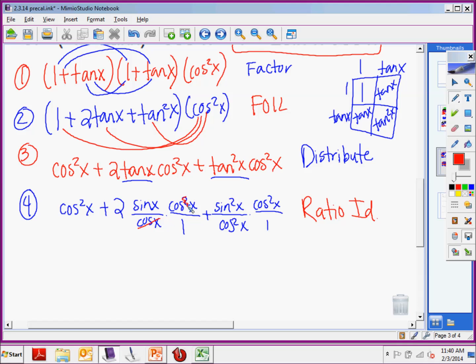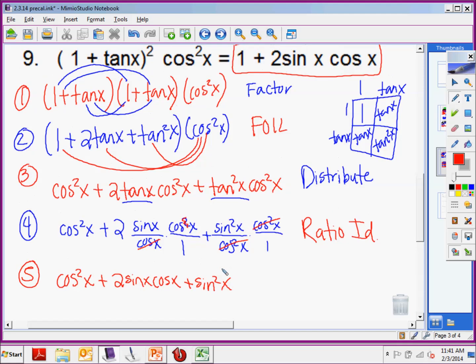All right? And then the last term, cosine squared x, can go completely away because I have 2 in the numerator and 2 in the denominator. So that's eliminated. So in step 5, I'm going to have the simplified form: cosine squared x plus 2 times sine x times cosine x plus sine squared x. And this is what I'm down to. So I'm getting closer and closer to what I want, right?